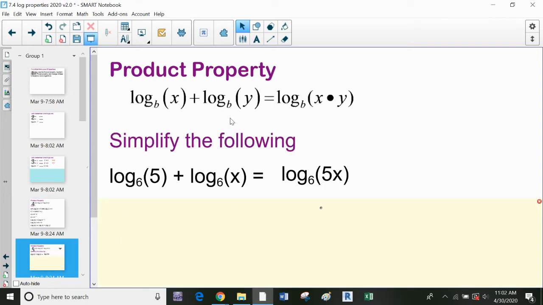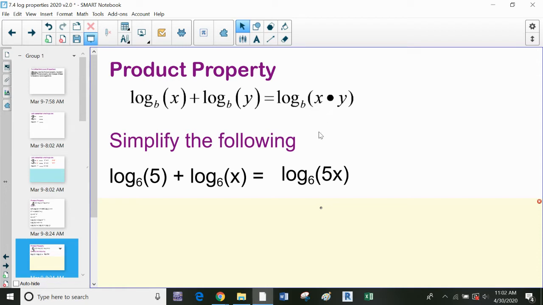Okay, so product property. This says if you have 2 separate logs, same base, note they have to have the exact same base, the 2 log expressions are added together. You can combine those to a single log expression. So log base b, notice the b stays the same, by multiplying x and y, by multiplying your 2 arguments.